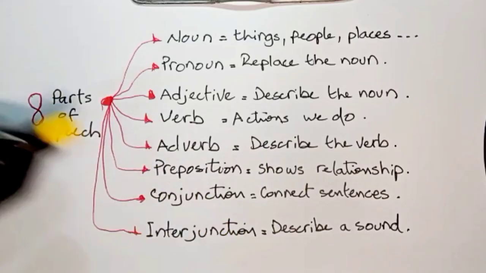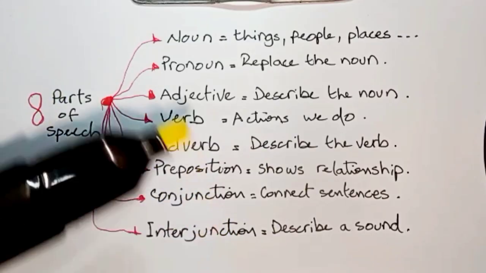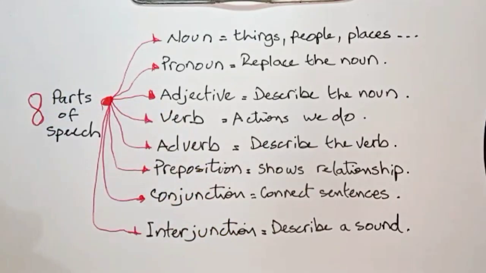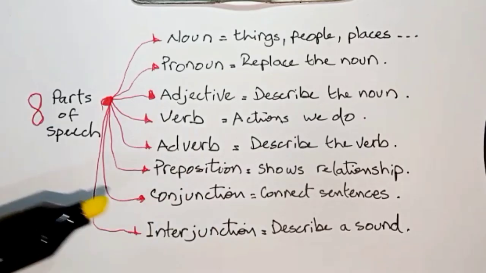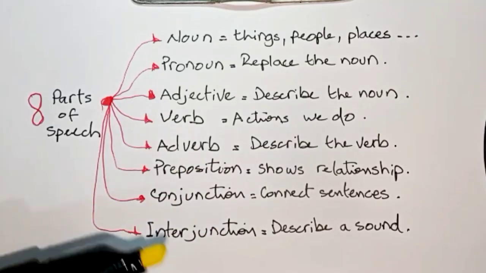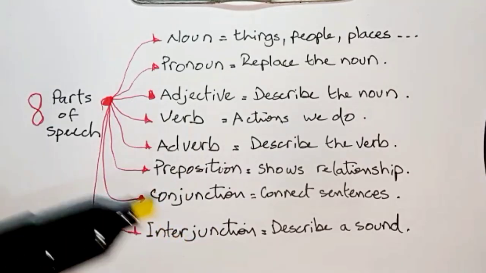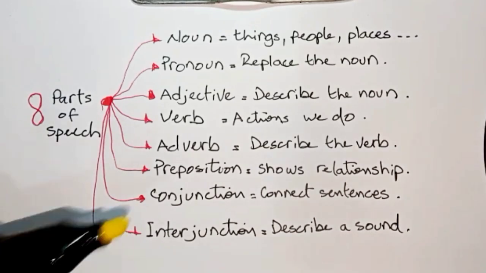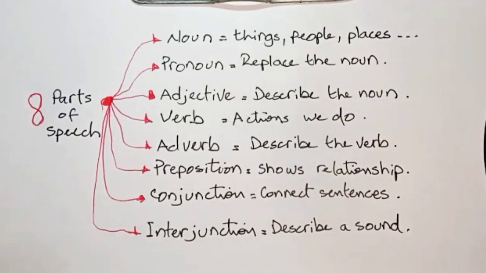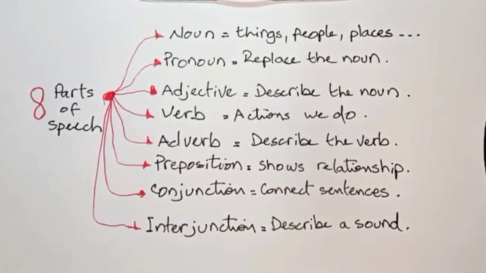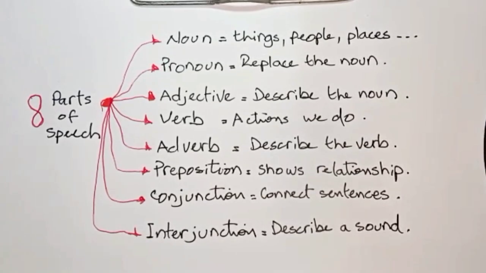Adverbs. Like the adjective with the noun, an adverb is a word that describes the verb, how the verb is performed, like quickly, fast, beautifully, perfectly, amazingly, etc. Preposition. Prepositions show relationship in a sentence, like in, on, at, above, under, beside, next to, etc.